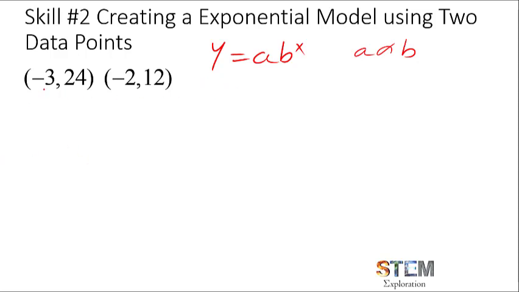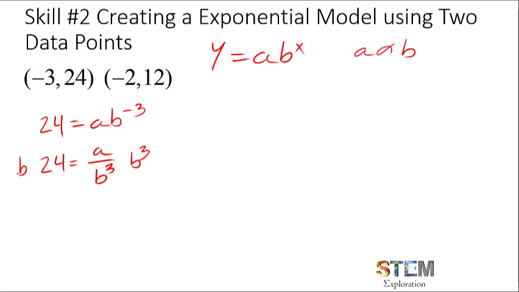So if I know that (-3, 24) is a data point that actually fits this model, what I can do is plug 24 in for y, and I can say a times b to the -3rd power. Now I want to set a equal to b in some way. So let's rearrange this a little bit. Let's say 24 equals a over b cubed. Take both sides times b cubed. Cancel, cancel. a is equal to 24b to the 3rd power. Right, so that's with point (-3, 24).